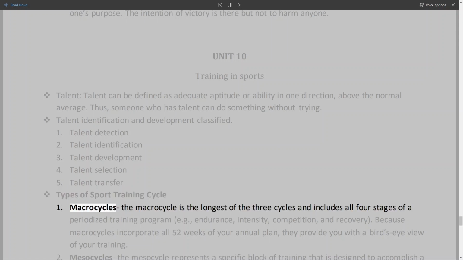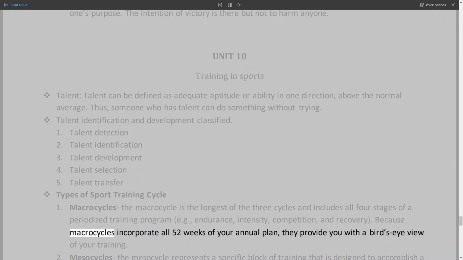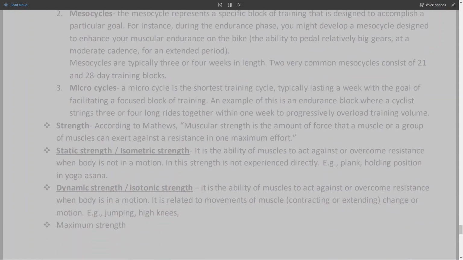1. Macro cycles. The macro cycle is the longest of the 3 cycles and includes all 4 stages of a periodized training program, for example endurance, intensity, competition, and recovery. Because macro cycles incorporate all 52 weeks of your annual plan, they provide you with a bird's-eye view of your training.